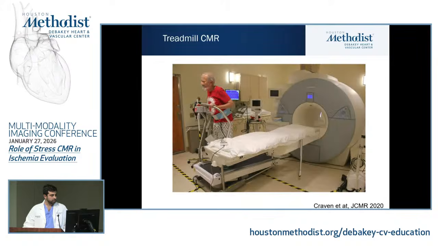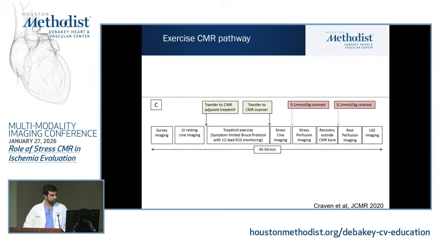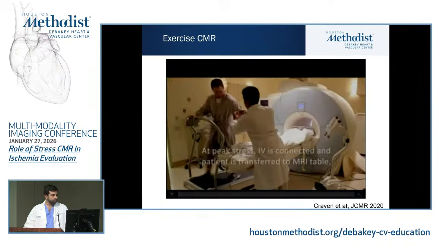an LGE. And this is kind of how a treadmill situation would look, where you would have a rest, you would do a regular treadmill stress test, and then as soon as the patient can go on, you'll put them on the table and you'll do the stress cine images. So you look at wall motion during peak stress. And then you can follow it with actual perfusion because you're still in that ischemic window. And then you'll do the LGE scan, the rest, the same way. So this, as you can see, will take much longer compared to the regadenoson scan.